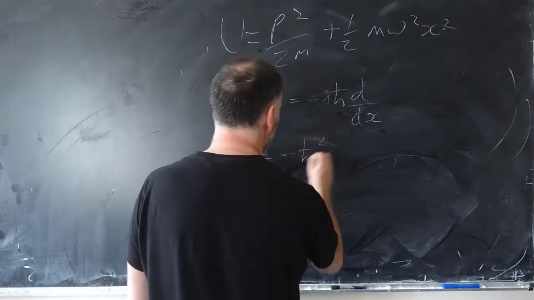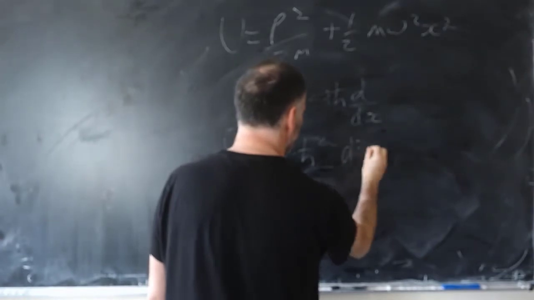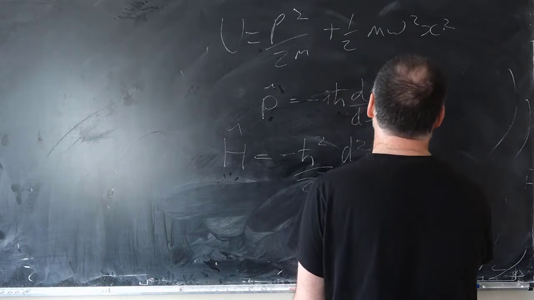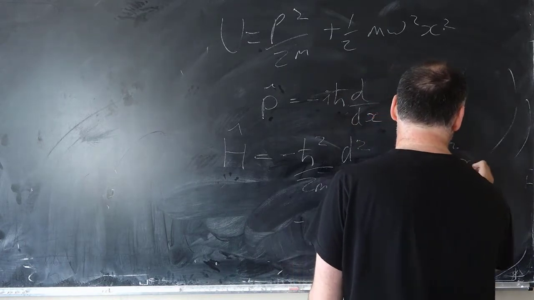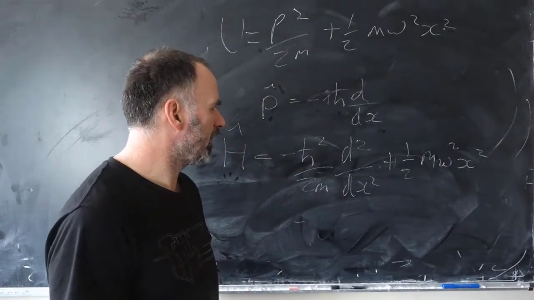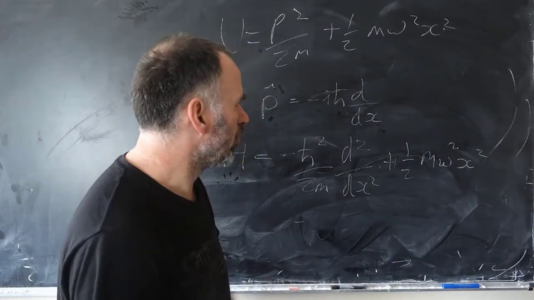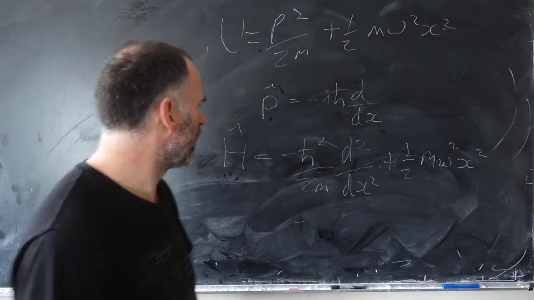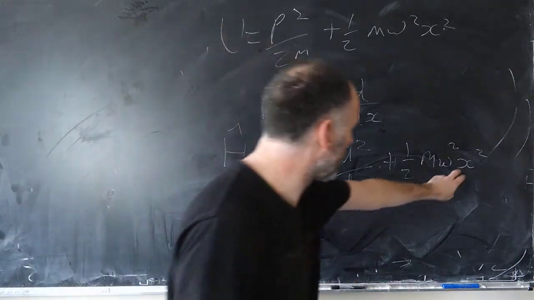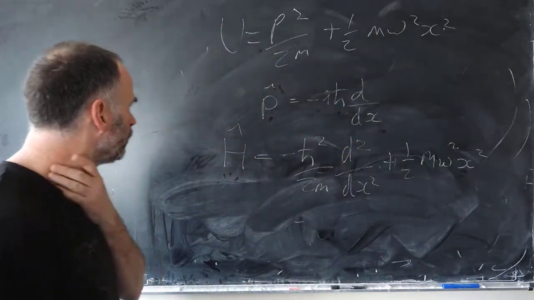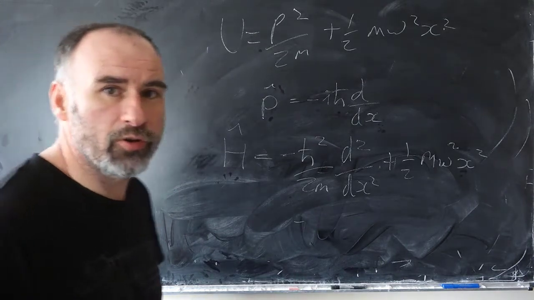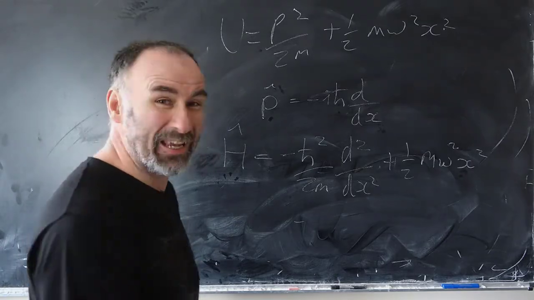plugging that in there, h bar squared over 2m plus a half m omega squared, and our quantum mechanical operator for position is just x. In principle, I should put a little hat on there, but in this case I think it's a little bit superfluous, but if you want, put a little hat on there just to remind yourself that that's an operator. Okay, 3 marks, onwards and upwards, or sideways.